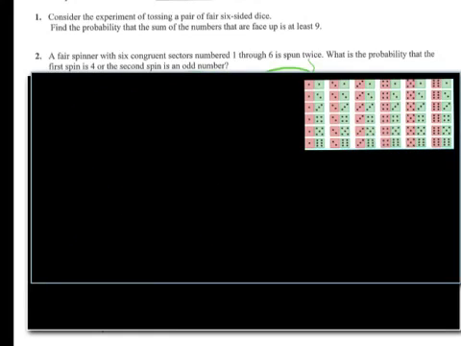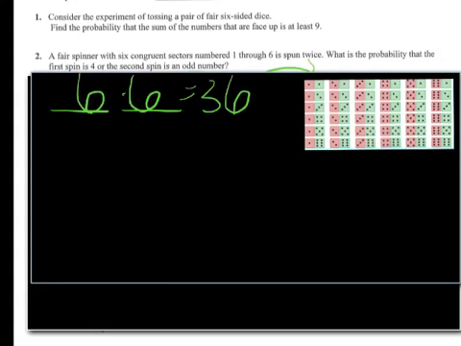Okay, the second problem, a fair spinner with 6 congruent sectors numbered 1 through 6 is spun twice. So we have spin 1 and spin 2, 6 sectors on one, 6 on the next, so 36 outcomes. And I'm going to keep the sample space here of the 2 dice because it's a very similar sample space, except it's the face of a spinner.